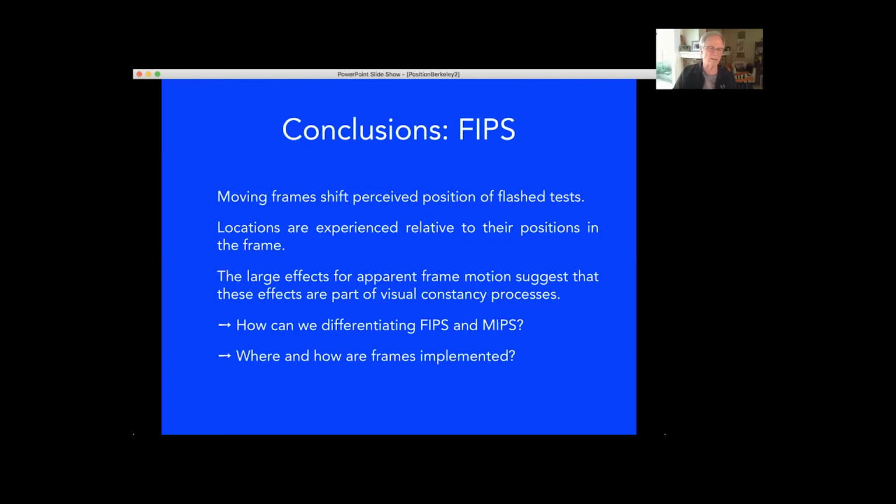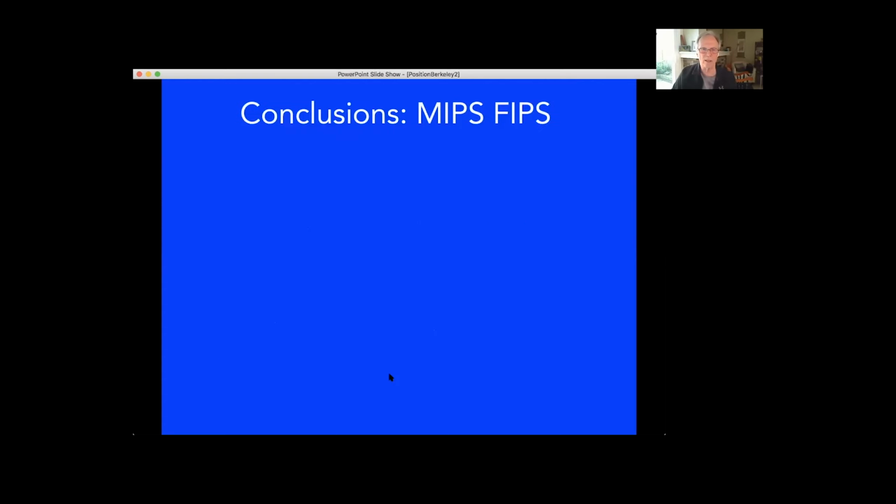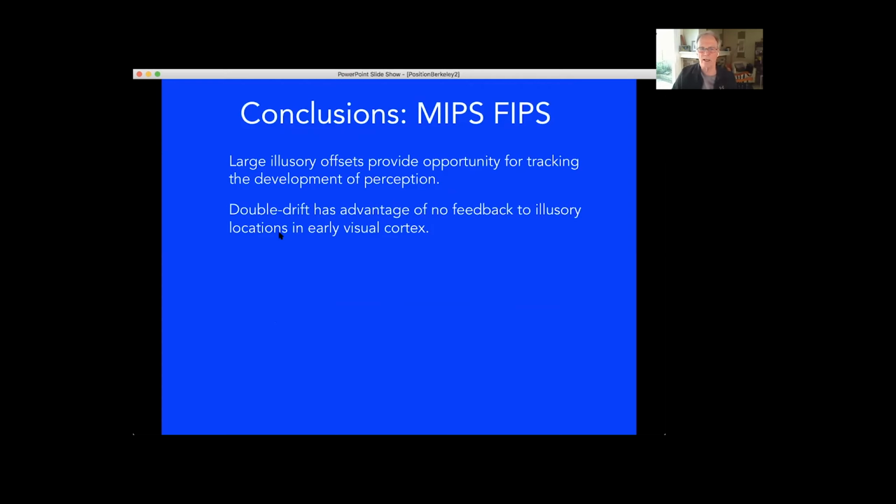I mean, it's one thing to say, oh, well, you get this into a frame-specific set of coordinates. Of course, that just repeats the result. It's not a mechanism. Someday we might have a mechanism there. Overall, we find some large illusory offsets, which gives an opportunity for tracking the development of perception. The double drift was a really cool one because it didn't seem to have any feedback to illusory locations. It just seemed to have feedback to the bottom-up location, like saccades do. So that's a bit of a conjecture, but we think that will hold up. Well, we're going to find out.